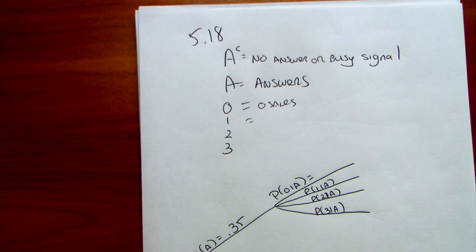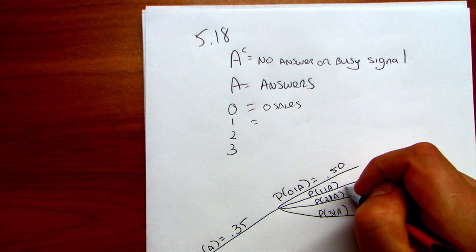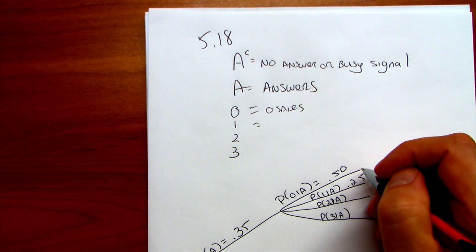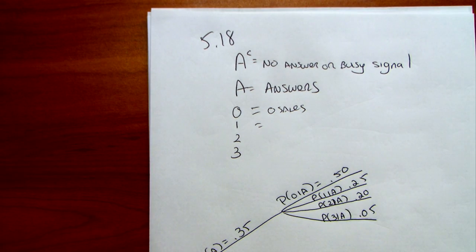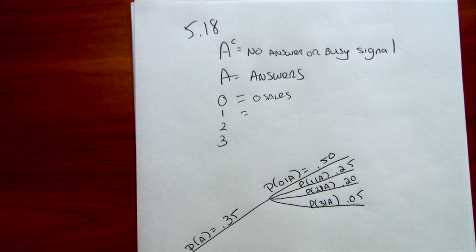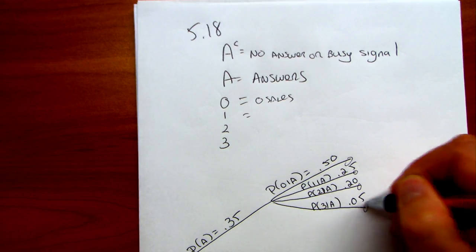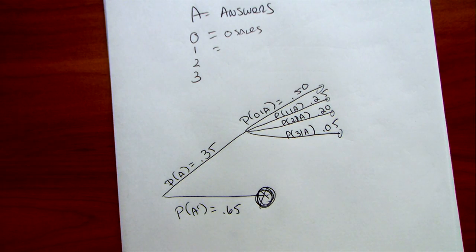And those probabilities are, looks like 50%, 25%, 20%, and 5%. All right, so it's asking for the probability that in one call she sells no magazines. Well, here there are 1, 2, 3, 4, 5 different ends of the tree. So 5 outcomes.